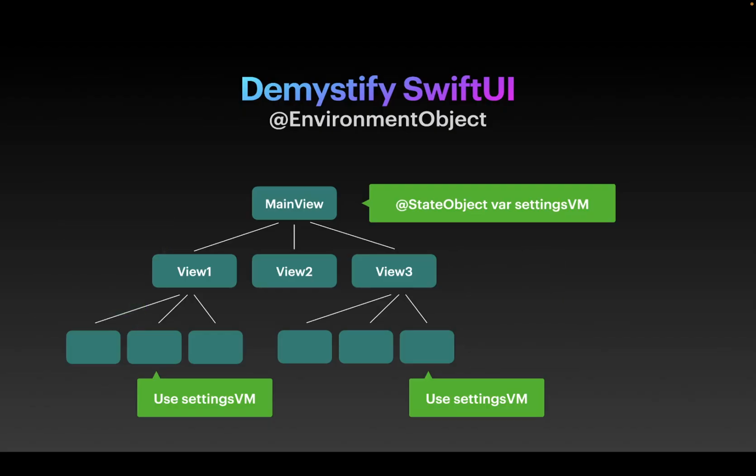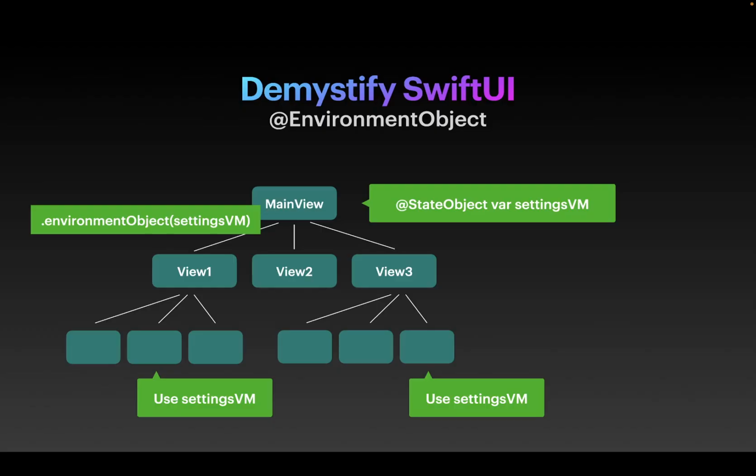So how are we supposed to fix that? With the environment object. You can call one view modifier named .environmentObject and pass in the object you want to share across all the subviews in this tree. For example, if I call .environmentObject on the main view, passing the settings view model, right now all the subviews already have the data in their context.